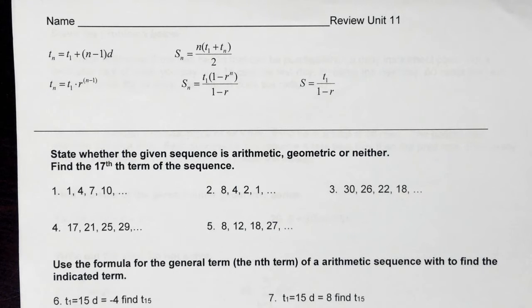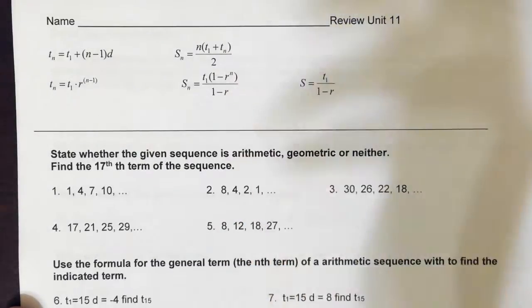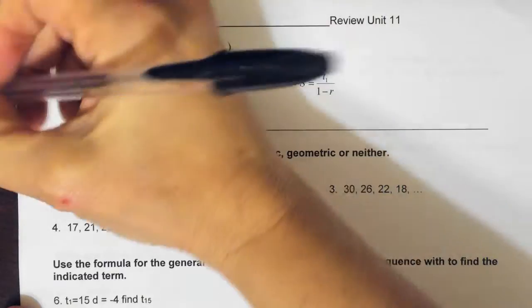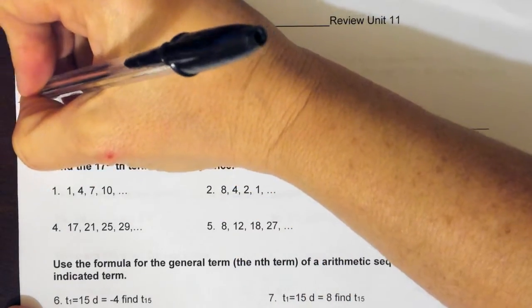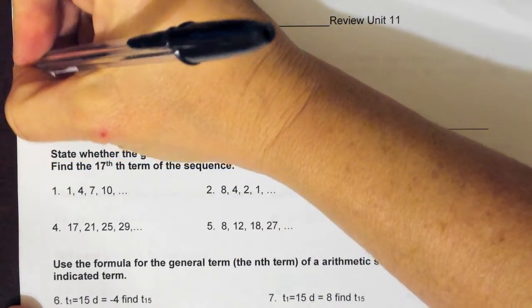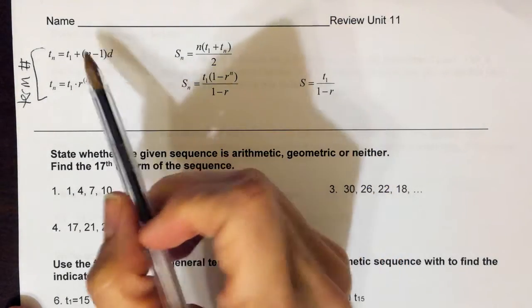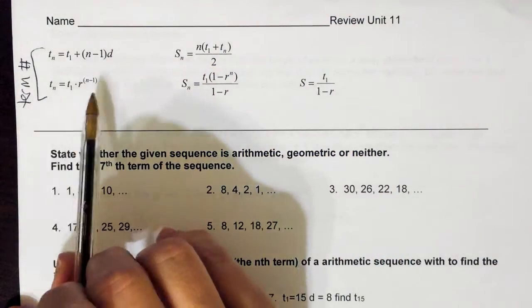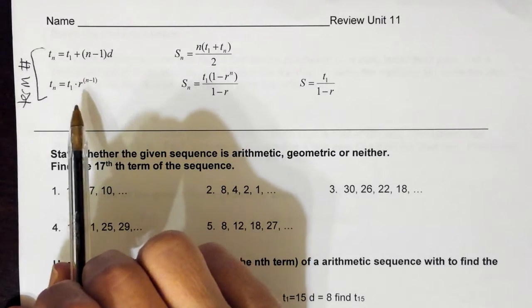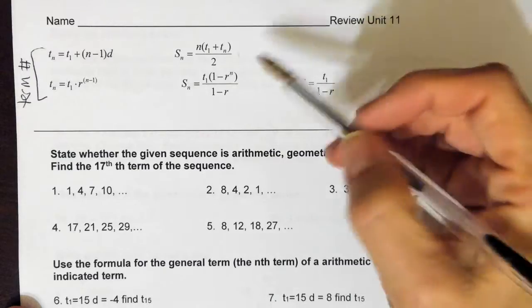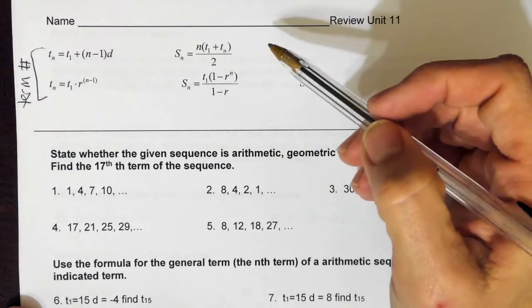Alright, before we start going over the review, let's look at the formulas that you're going to be given the day of your test. These two formulas right here will help us find term numbers. The top one is your arithmetic one, meaning we're adding something over and over. The bottom one is your geometric, meaning we're multiplying by the same number over and over. These other three formulas will help me find the sum.